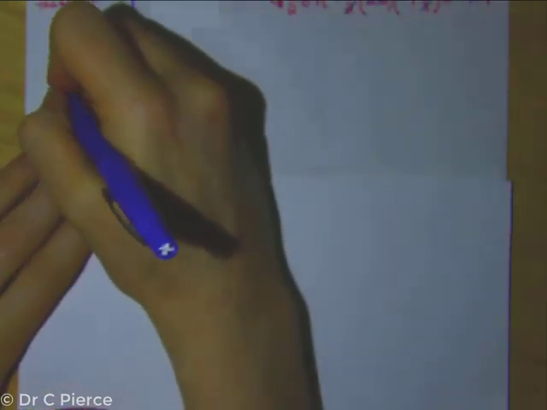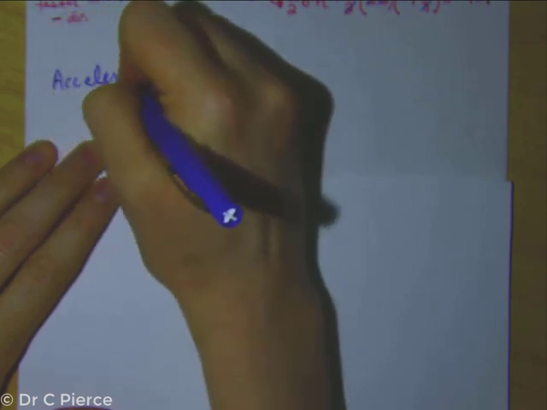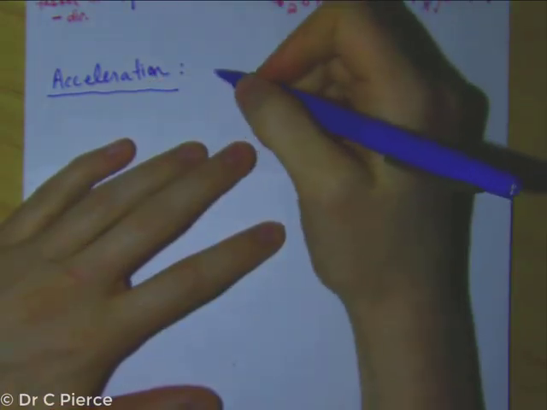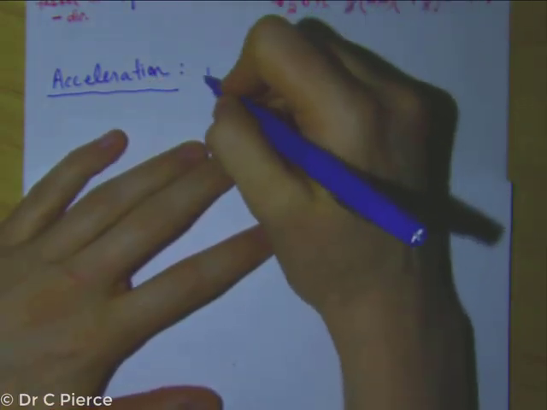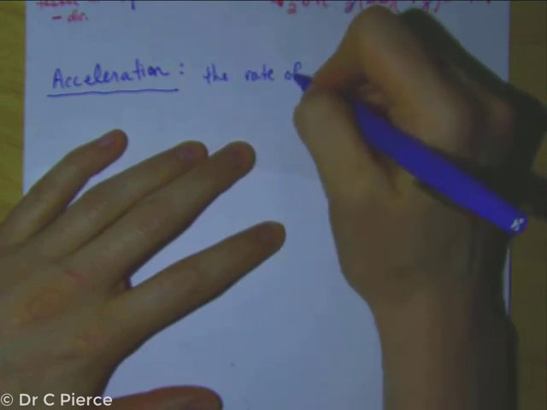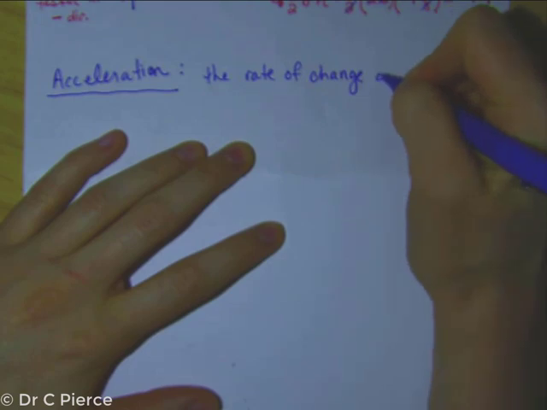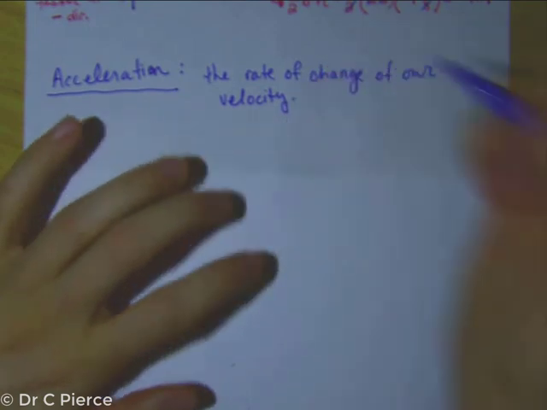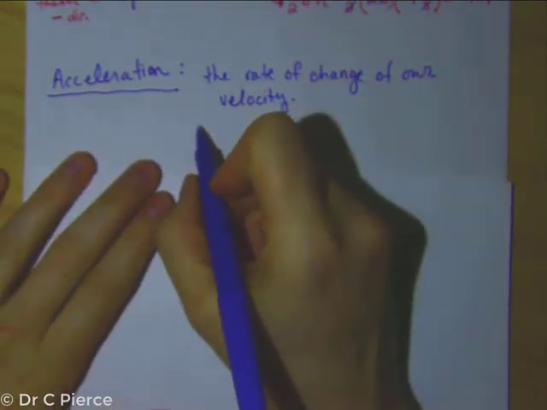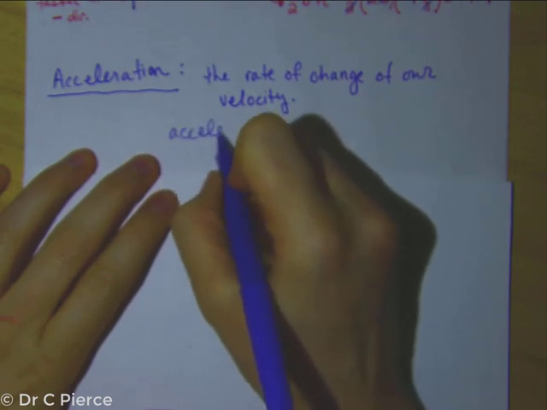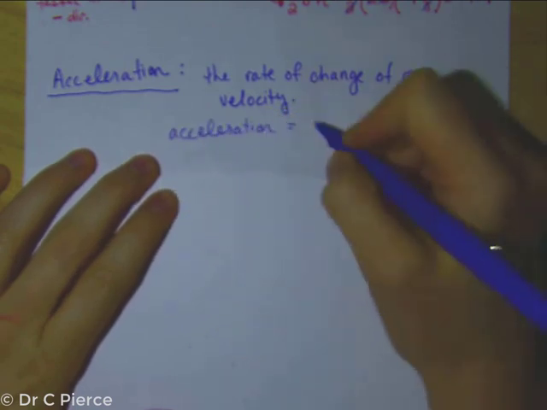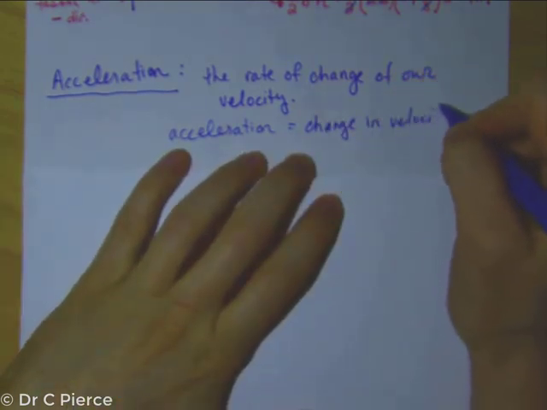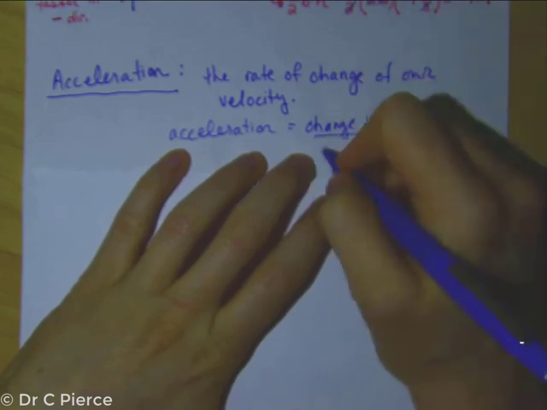Now we'll deal with acceleration, which is one of the key topics for the class. And acceleration is going to be the rate of change of our velocity. So the equation of this is going to be acceleration. It's going to be equal to the change in velocity over the time interval, or the change in time.